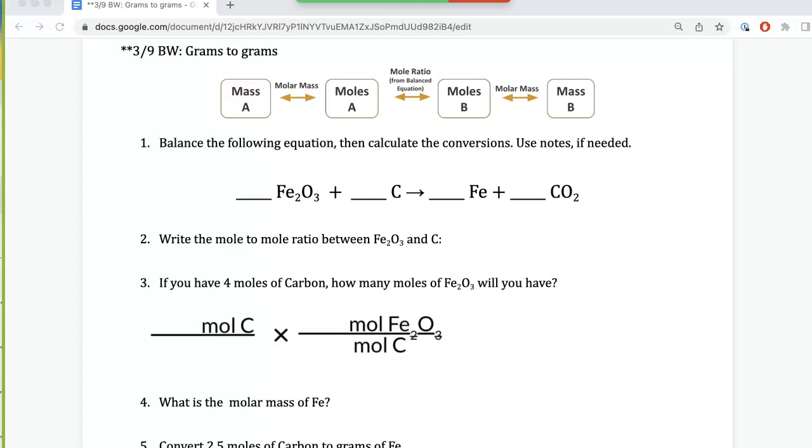Hi chemistry scholars, today we are going to review the mole highway. This is all review from material that we learned at last class. So if you are still struggling with this material, make sure that you are reviewing notes, maybe rewatching this video and trying the bell work again.